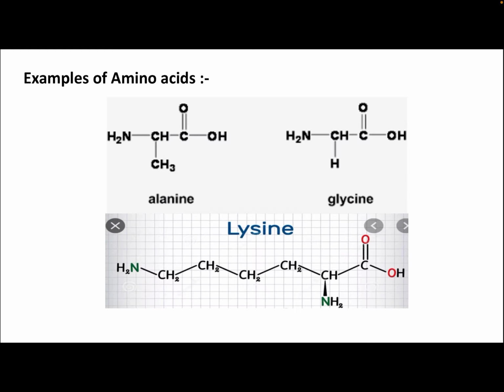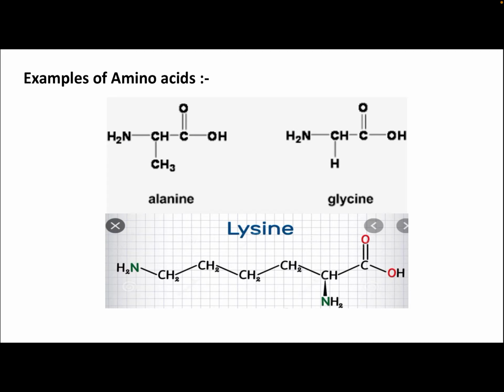Examples of amino acids: alanine, glycine and lysine. In alanine, in the place of R, CH3 is there, along with NH2 and COOH. On both sides we have carboxylic acid and amino groups, so it is known as an amino acid, and with CH3 in the place of R, it is known as alanine. The next example is glycine. In the place of R there is H. The amino and carboxylic groups on either side of the carbon are common, and if R is H, it is known as glycine.